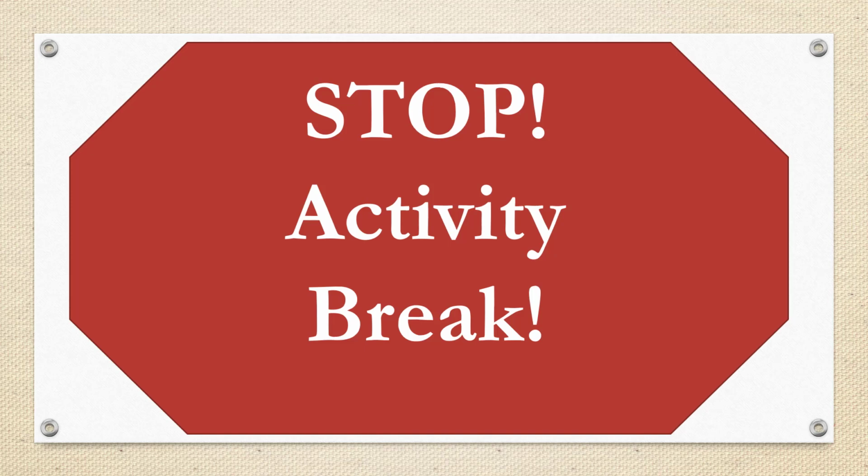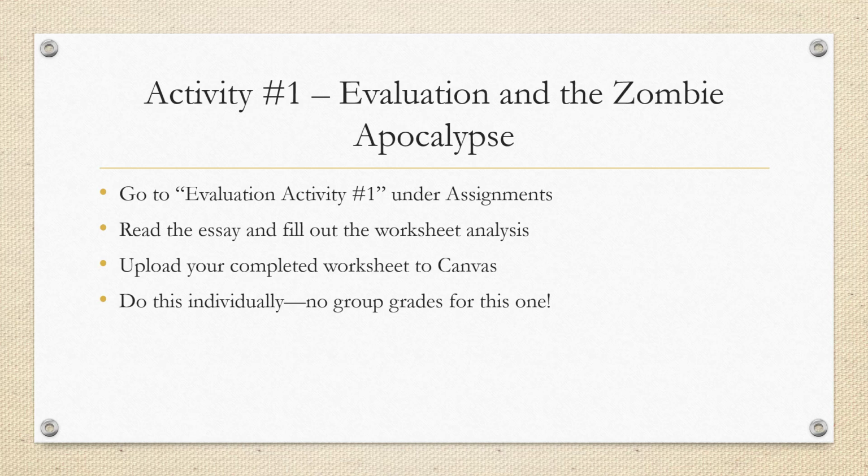So we are going to stop for a moment and take a break for a little activity, little assignment here. My activity for you is we are going to go to evaluation activity number 1 under the assignments, and you are going to read the essay about the zombie apocalypse. There is a worksheet analysis that, if you keep scrolling down past the essay and past the source citations, asks you several questions about that. You want to upload your completed worksheet to Canvas.